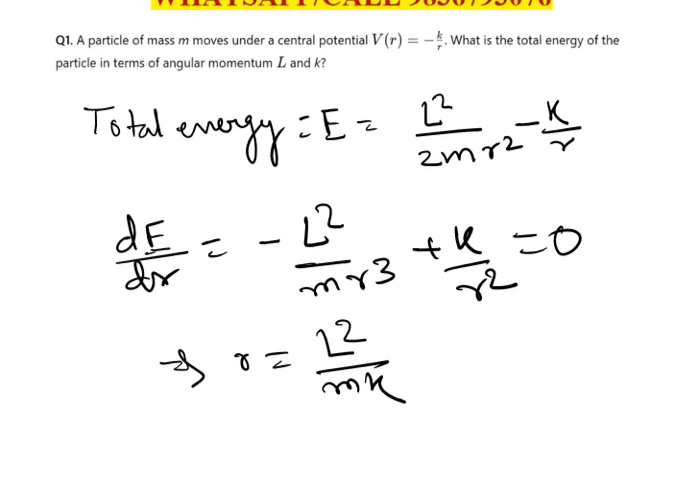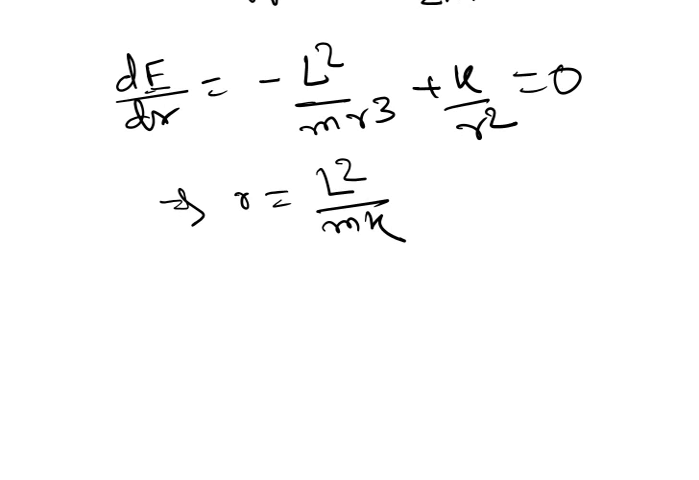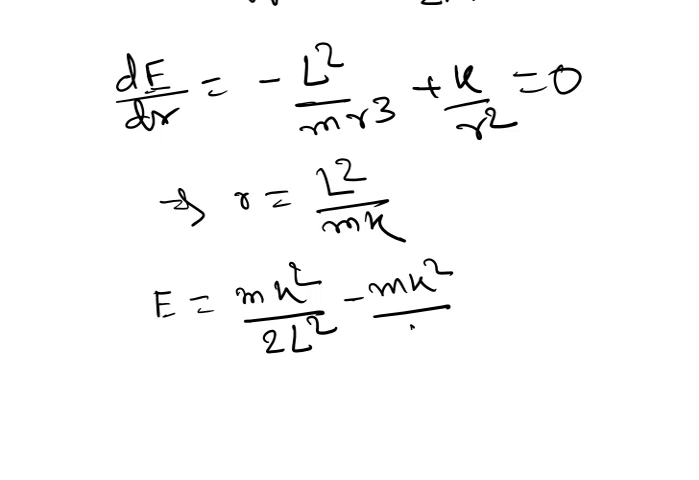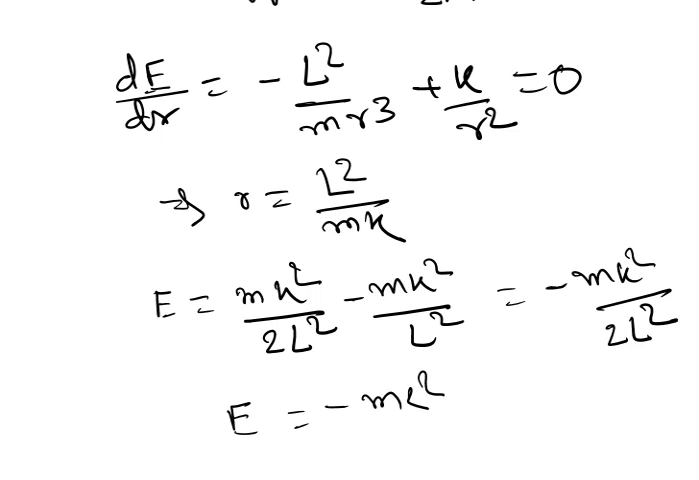We'll substitute back into the equation. So we have E equal to mk square by 2L square minus mk square by L square. So it will come minus mk square by 2L square. So the required energy expression is E equal to minus mk square by 2L square.